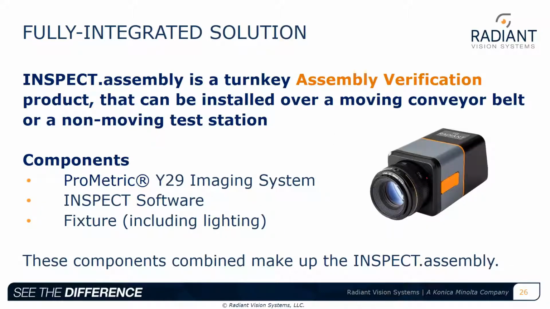The key benefit of INSPECT.assembly is that it is a zero-hassle solution for any manufacturing challenge. Radiant has taken the burden of specifying, configuring, and integrating the optimal components in a complete turnkey system and pre-configures these components to meet exact assembly verification needs per each manufacturer per part under inspection. The components of an INSPECT.assembly system include advanced imaging through Radiant's ProMetric Y29 imager, our custom configured INSPECT software, and all-inclusive fixturing that adjusts to fit any moving conveyor or test station.